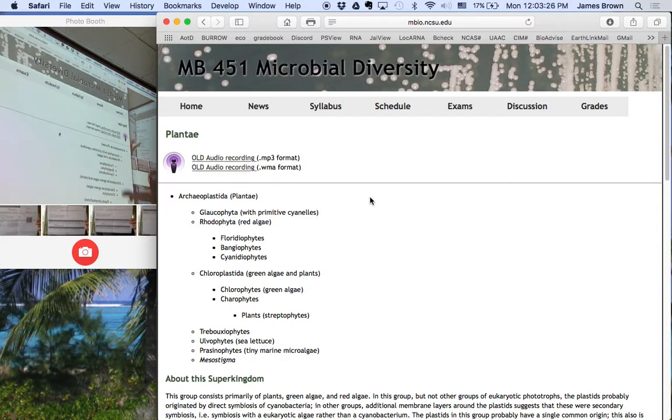There are the glaucophytes, and those are probably not the ones that are familiar. The ulvophytes you may know something about. This is sea lettuce. You see it sometimes washing up in the ocean. And then some other things that you probably have never heard of.